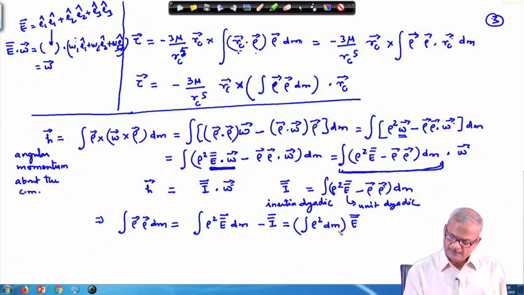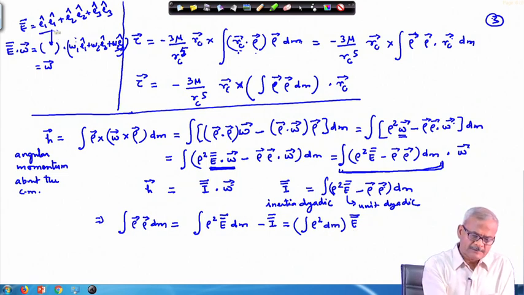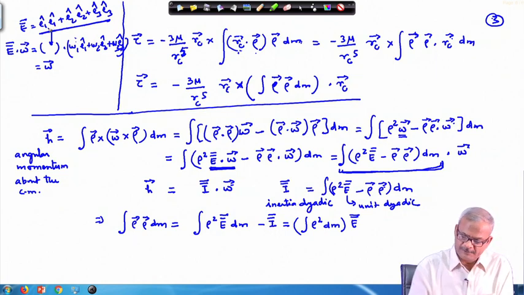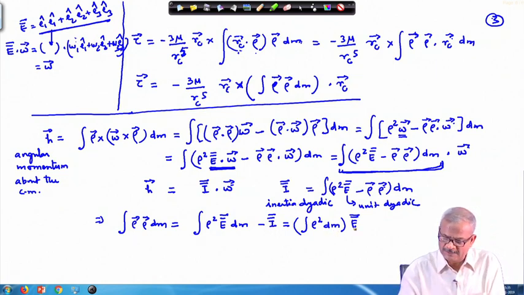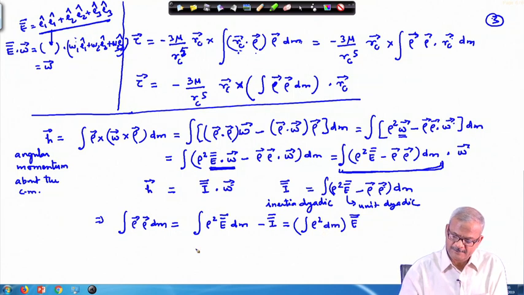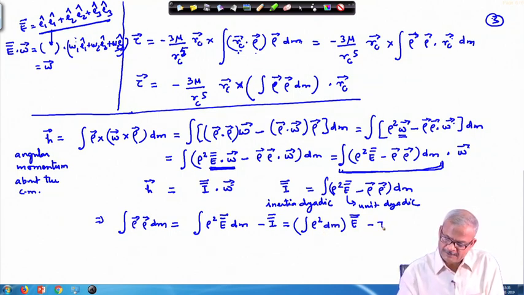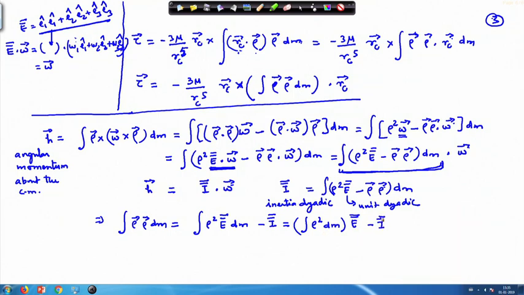And therefore, this is just a dyadic which is related to the reference frame, and it has nothing to do with the mass, and therefore, it can be taken outside. So, here this can be written as this minus this, and this result that we are getting here, this quantity equal to this quantity, can be inserted here in this point, and then the system can be solved.